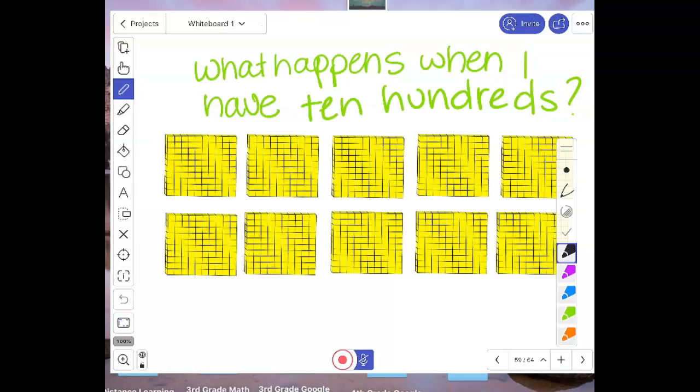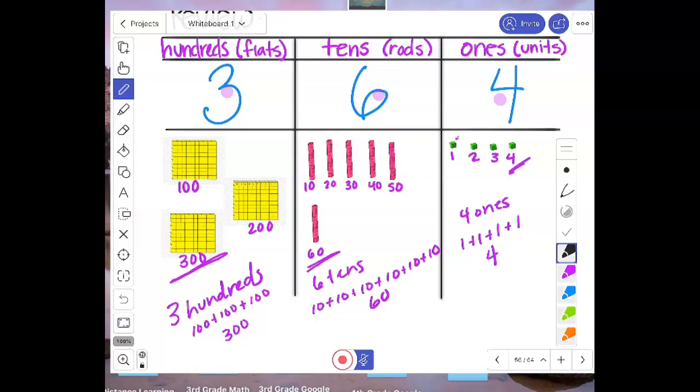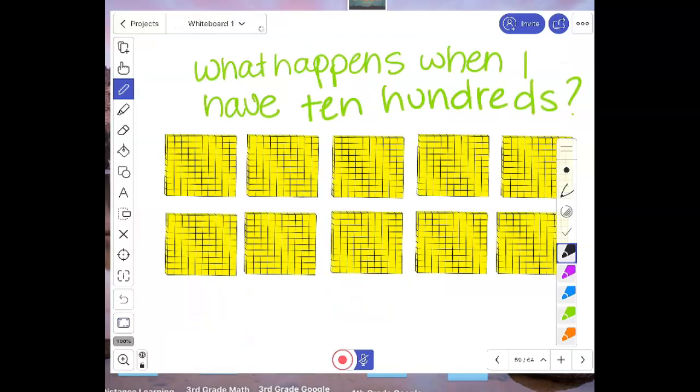We talked about how when we get to 10 tens, we have a 10 or a rod, right? We talked about that back here. When I end up with 10 of these, I kind of jump over here to this next place because when I put 10 rods together, I end up with a flat. So what happens?